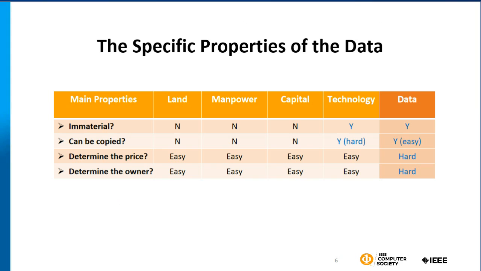And these problems happen due to the specific properties of data. Different from other production factors like land, manpower, capital, and technology, data is immaterial, so it is always easy to copy. Since the data supplier may not know how the data will be used at the data consumer, it is hard to decide the price of the data compared to other resources. While for the data consumer, it is difficult to determine the owner of the data after several rounds of circulation.